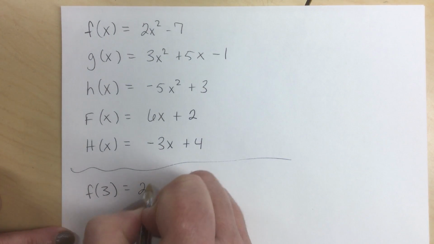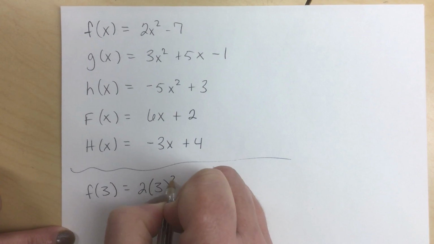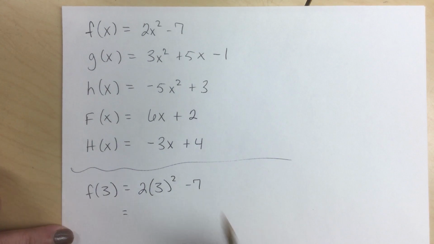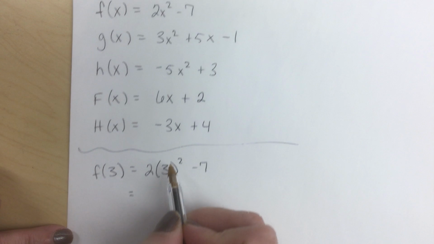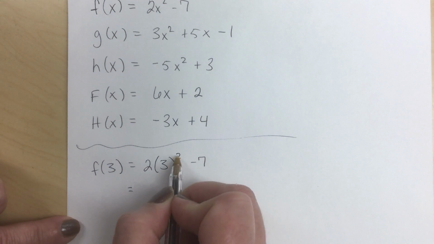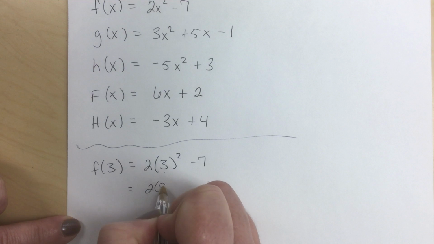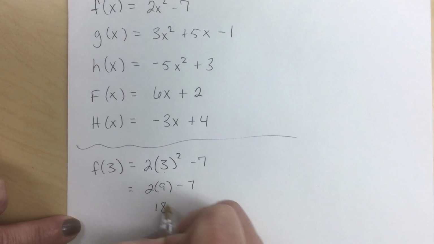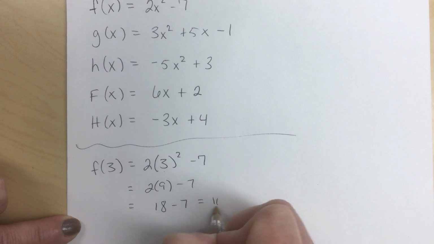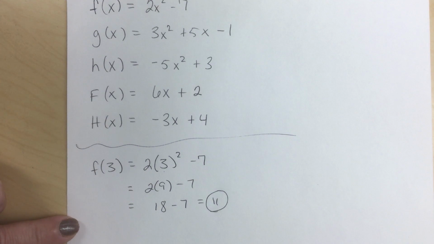So that's going to be 2 parentheses 3 squared minus 7. And then you've got to remember to do the squared thing first. So 3 squared is 9, because it's 3 times 3. So 9 times 2 is 18, and 18 minus 7 is 11. So we say f of 3 equals 11.